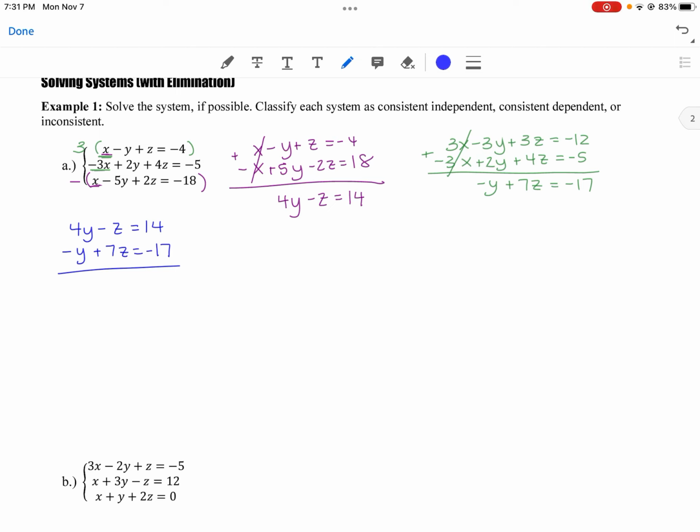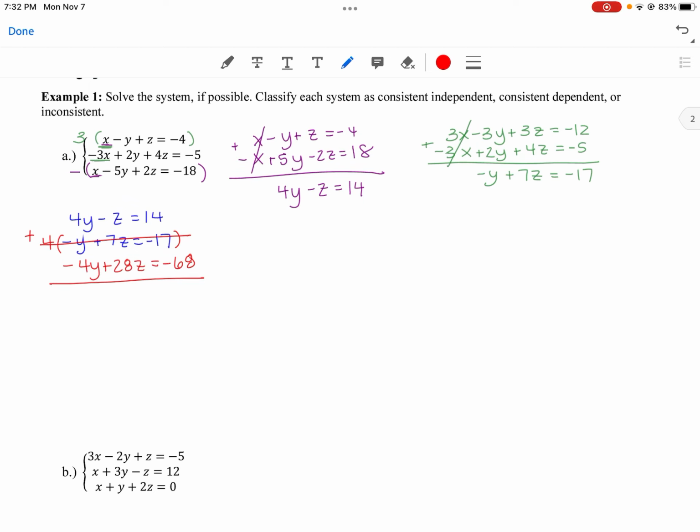In this case, I'm going to maybe try to get rid of the y's. So let's think for a moment what happens if I multiply this bottom row by a 4. Then I'd have negative 4y plus 28z equals negative 68. Now I'm going to add that top and that bottom. I kind of just crossed out that middle one so I didn't get confused by it. So my y's cancel, and I've got 27z equals negative 54. As you divide both sides by 27, you get that z equals negative 2.